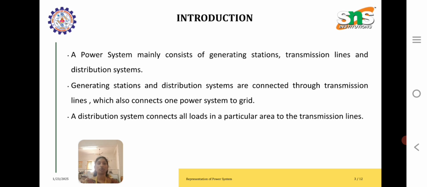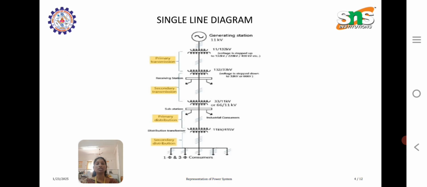First, a short introduction about the power system, where it consists of generating stations, transmission lines and distribution systems. The generating station and distribution system are connected through transmission lines, which also connect one power system to the grid. A distribution system connects all the loads in a particular area to the transmission lines. So this is what a single line diagram is, which is very important in analysis.